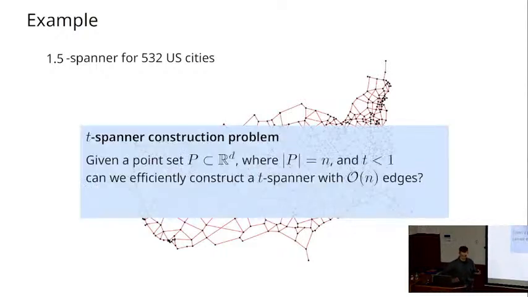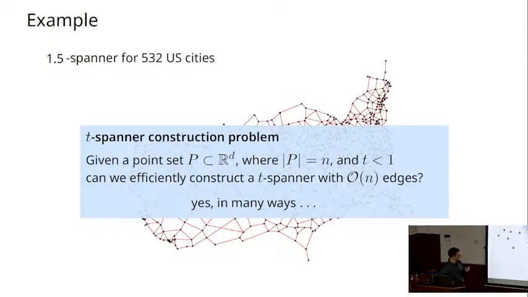Generally, the problem that we're interested in is: given a set of n points in R^d, you want an efficient construction of a t-spanner with at most O(n) edges, and typically you want other properties, like, as we will see in a moment, treewidth. But let me first show you some general constructions, because we will build on those later.